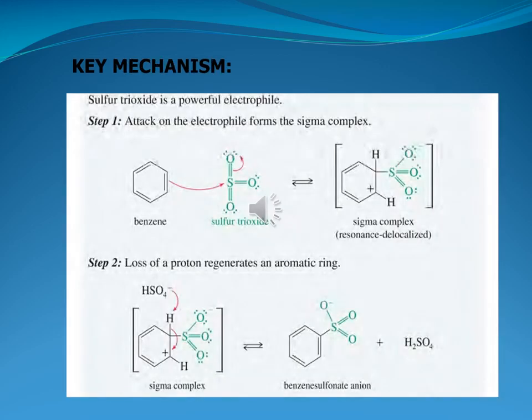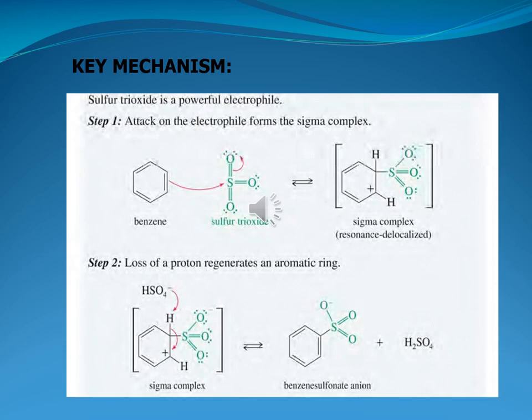The key mechanism of sulfonation consists of 3 steps. The first step is attack on the electrophile, which forms the sigma complex. The second step is loss of a proton that regenerates an aromatic ring. And the third step is the protonation of the sulfonate group on the benzene molecule by a strong acid. Let's see the details of each step.